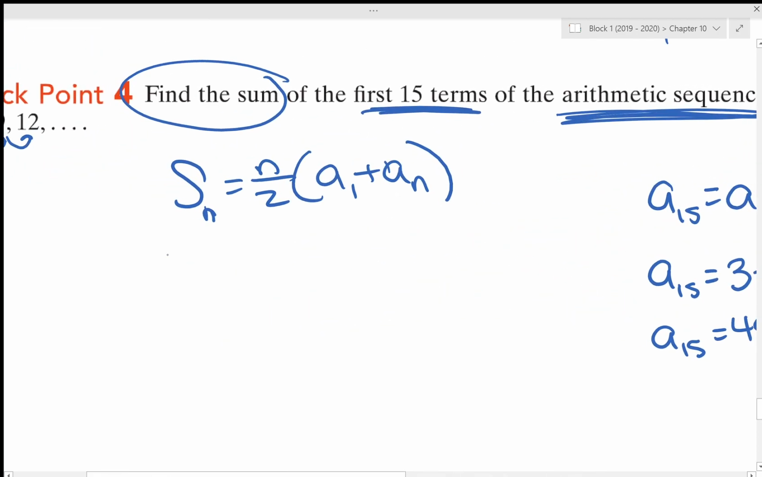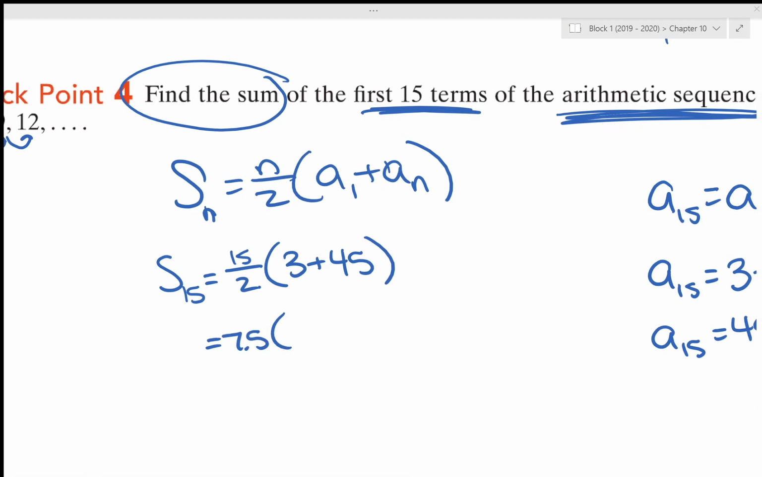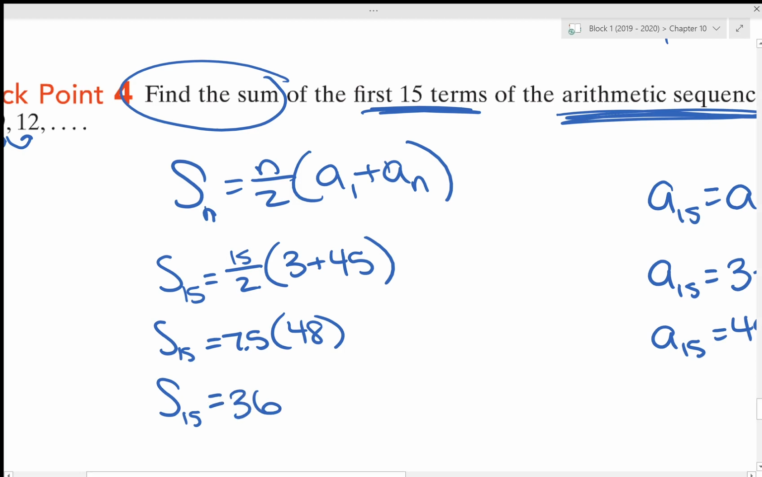So now I can figure out the sum of the first 15 terms by doing 15 cut in half times the first term plus the last term. So 15 cut in half is 7.5. 3 plus 45 is 48. And then when I multiply these two together, I will get 360.